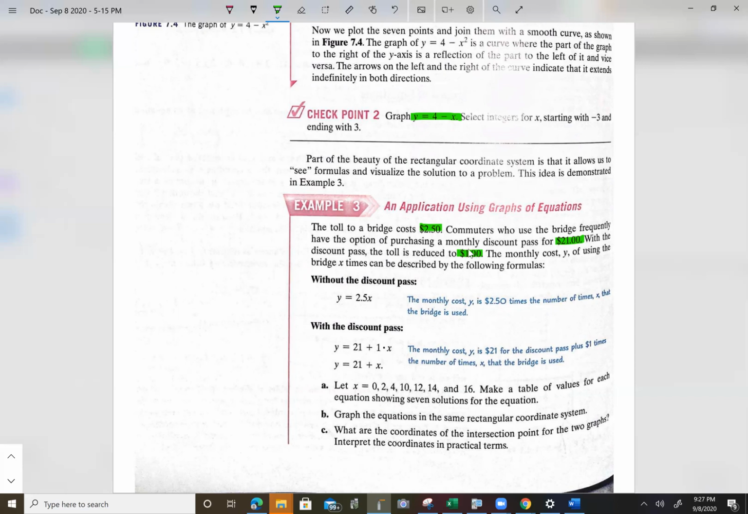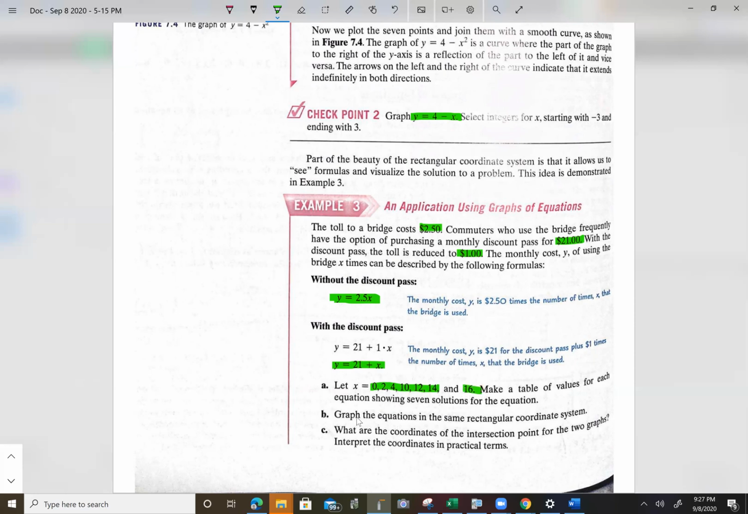So in this case, they're making the formulas for you. Without the discount pass, it's just literally 2.5 times each time you cross the bridge. That's what that 2.5x means. With the pass, it's y equals, and you start off with $21. You have to pay that out of pocket, but then it is only $1 per time you cross the bridge, okay? So here it wants you to make a table of these equations using these input values, right?